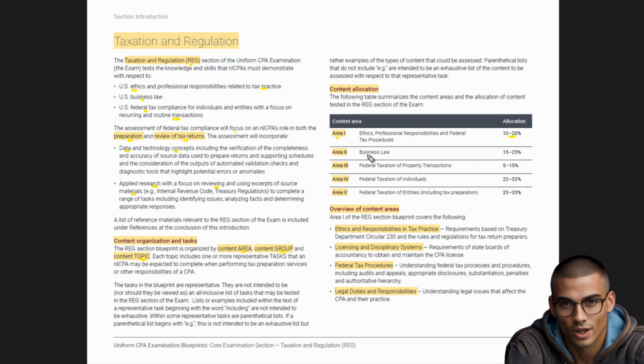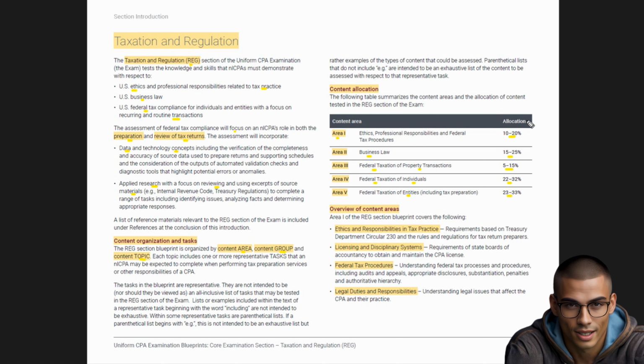Content area 2 is going to be business law, and this is going to be 15 to 25% of the exam. Content area 3 is federal taxation of property transactions. This is 5 to 15%. Content area 4 is federal taxation for individuals. This is 22 to 32% of the exam. And content area 5 is federal taxation of entities, and this is 23 to 33% of the exam.